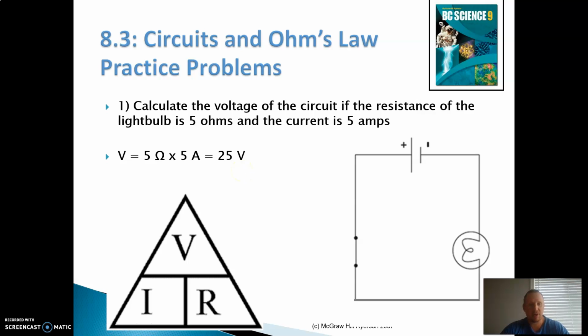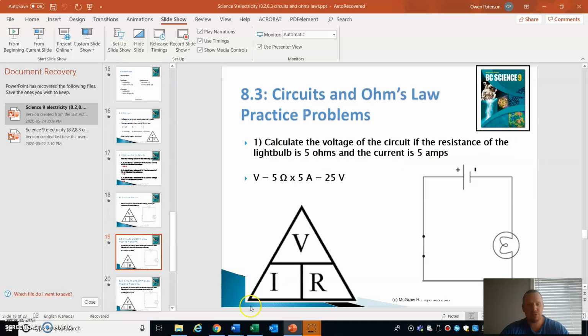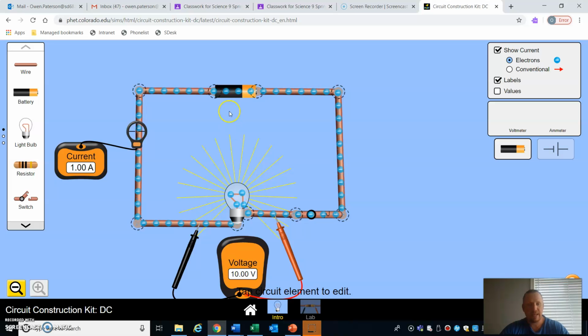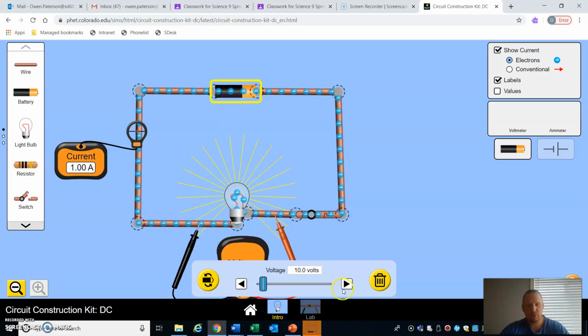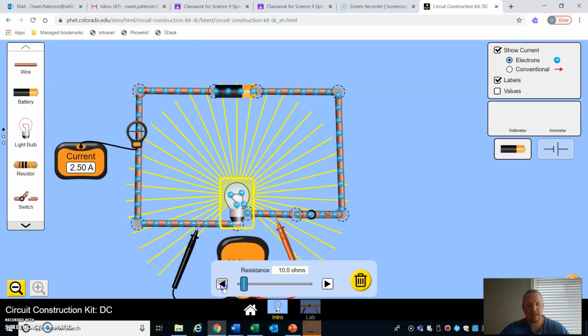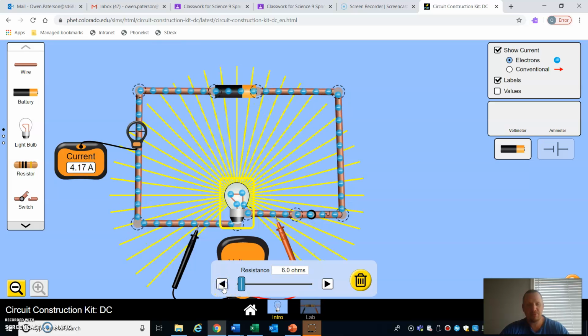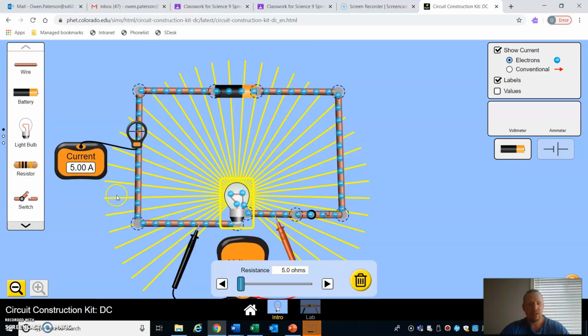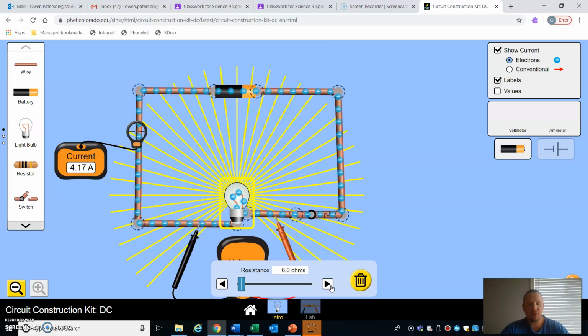And we could check that on the PhET simulator here. So if we set the battery to 25 volts, and if we set the resistance of this light bulb to 5 ohms, you look at the current's 5 amps. If it was 6 ohms, the current would be different, but 6 times 4.17 still gives you 25.